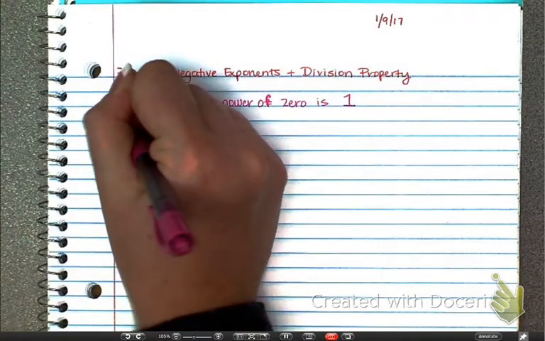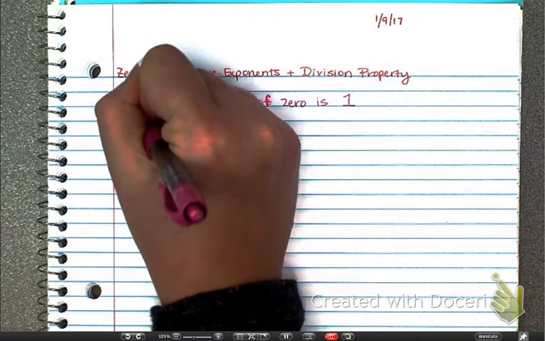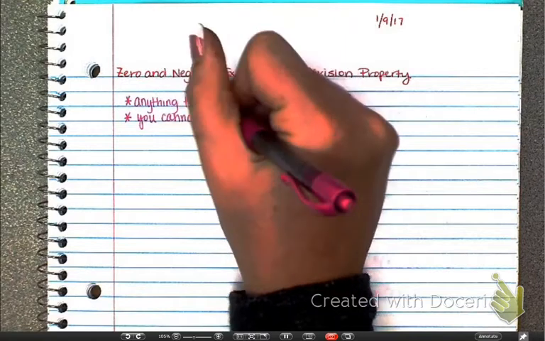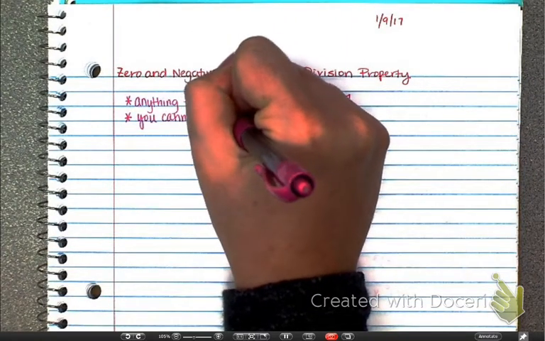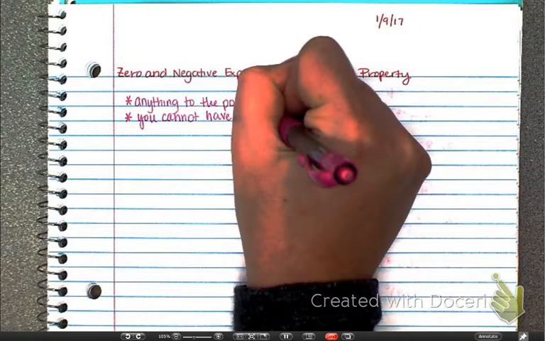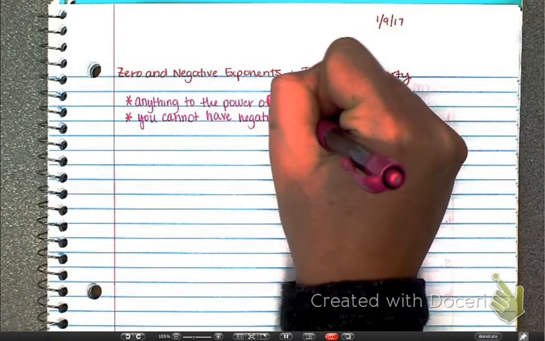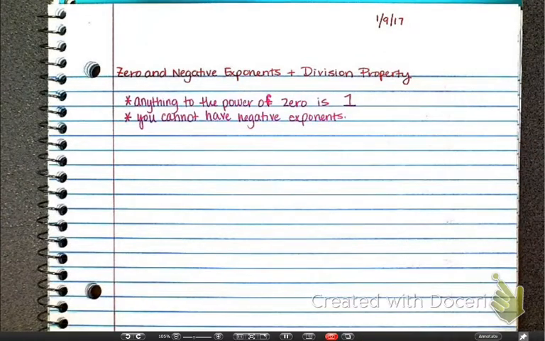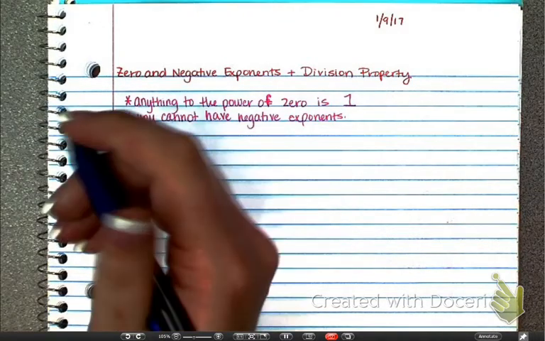And then we cannot have negative exponents. You cannot have negative exponents, and I will show you how to get rid of them. So anything to the 0 power is 1, and you cannot have negative exponents. Two big things you need to know.